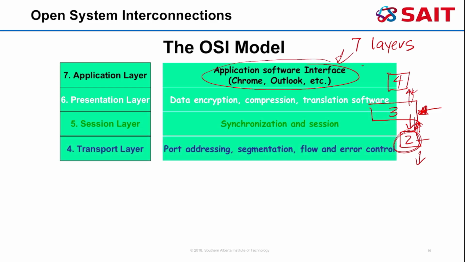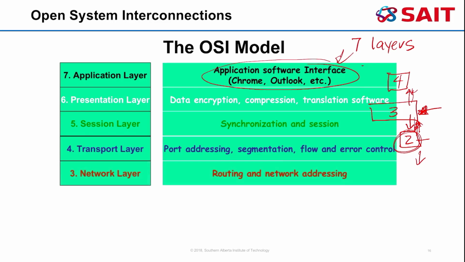So then you have the transport layer. This is layer 4. It's for port addressing, segmentation, flow and error control, and this is where you'll find protocols that are in charge of looking after all of those roles. This is where you're going to find those protocols.